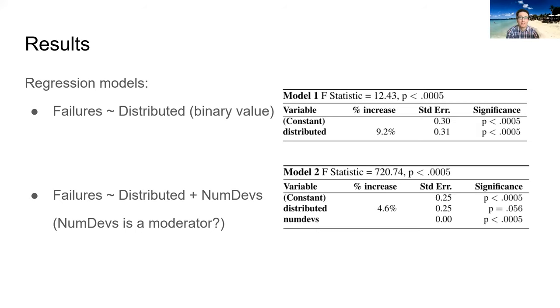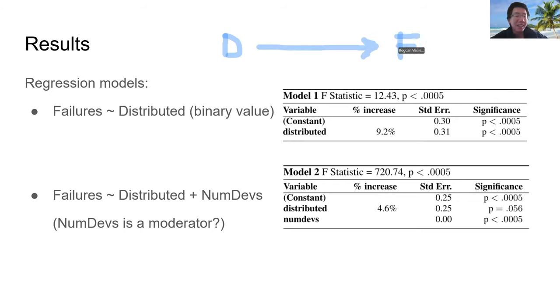Do people agree? What do you think? Yeah, well, in fact, if we just see this formula here, I write it the way we use in R. I believe their model is distributed plus number of developers. But their interpretation sounds like they treat it as a moderator, because they are saying that if we fix the number of developers, then the extent of the increase is decreased, right? So that's why I have a question mark here, because I'm not sure.